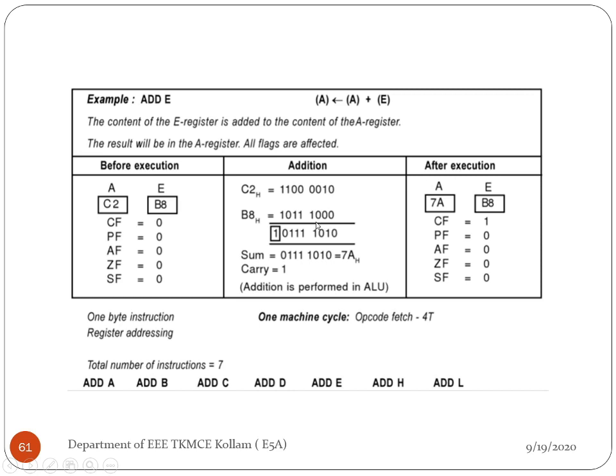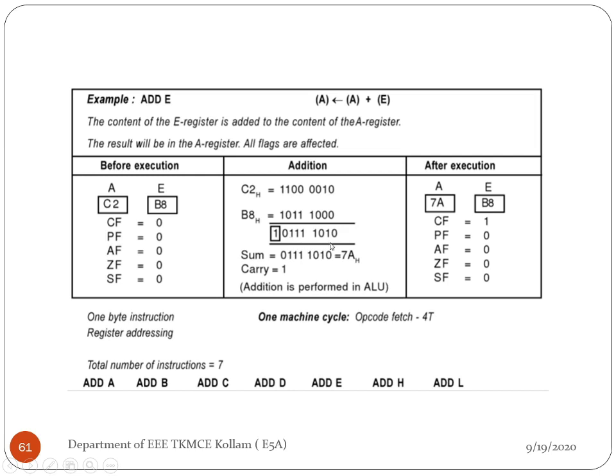Now let's see how flags are affected. Initially all flags are zeros. First of all, let's see the carry flag. Here carry is there, therefore the carry flag will be set. Let's check whether the parity is even or not.